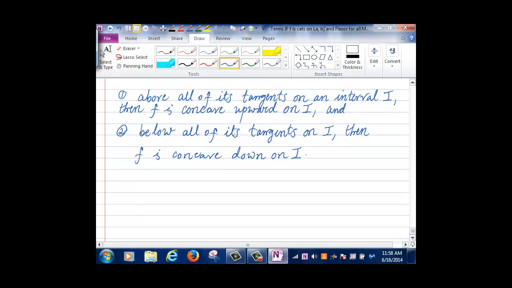And we also noted the fact that when the function is concave up on an interval, then the slopes are increasing, meaning that the derivative is increasing. If the function is concave down on an interval, then the derivative is decreasing there. Okay.